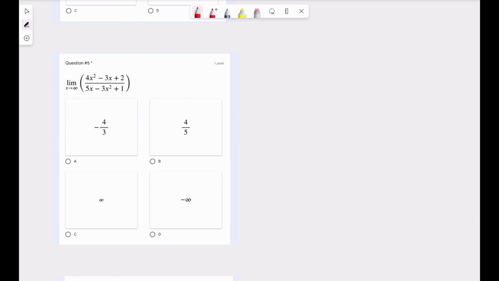Okay, number 5, we have the limit as x approaches positive infinity of 4x squared minus 3x plus 2, all over 5x minus 3x squared plus 1. For this problem, I'm going to rewrite it as the limit as x approaches positive infinity of 4x squared minus 3x plus 2, and I'm going to put the negative 3x squared first in the denominator: negative 3x squared plus 5x plus 1.